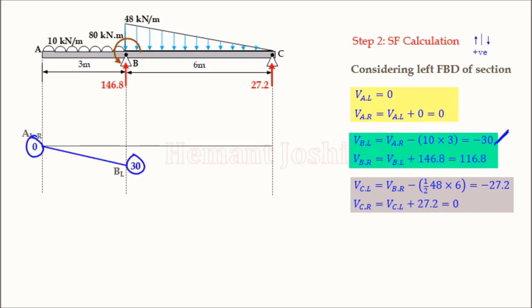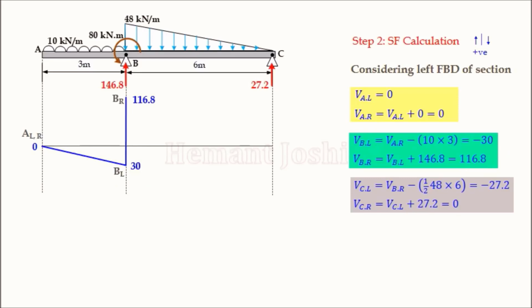Observe that there is a rectangular load, that means UDL. Whenever UDL or a rectangular load is acting on a beam portion, the SF diagram is an inclined line, sloping down because UDL is acting downward. Next point is VB right portion. At VB right, we have a sudden rise, that is 116.8. So this value is plotted. This value we already have, and this is the new point, so joined by a vertical line.